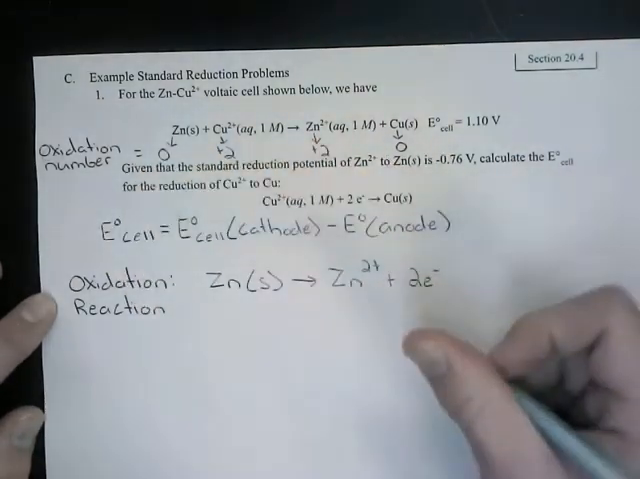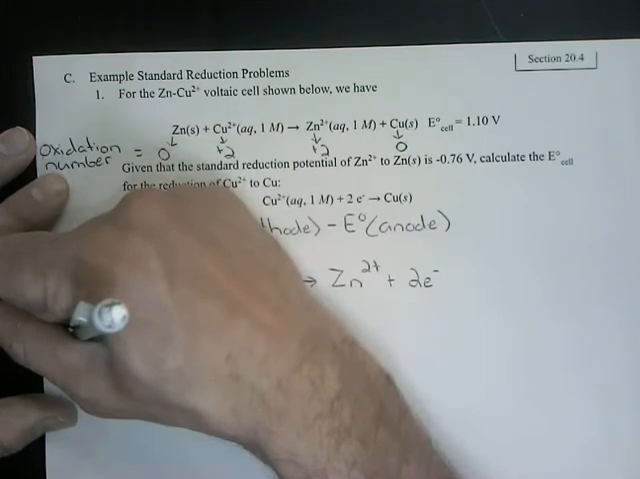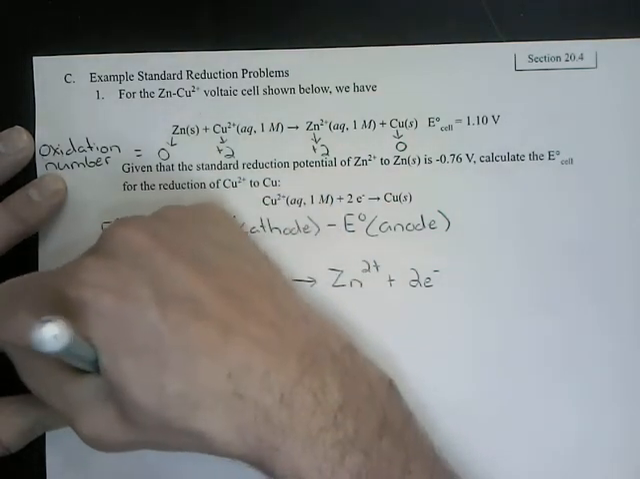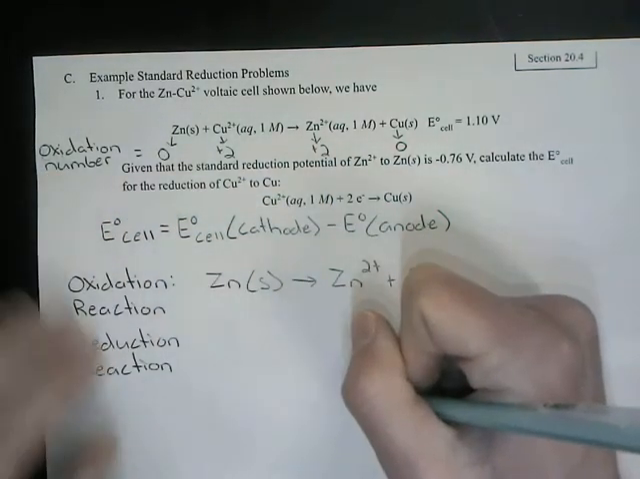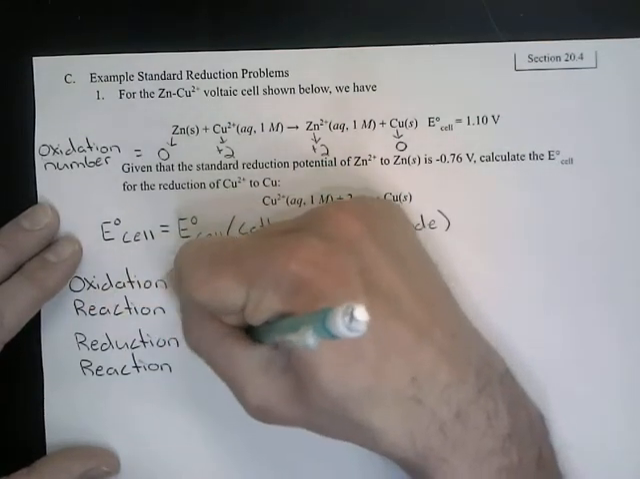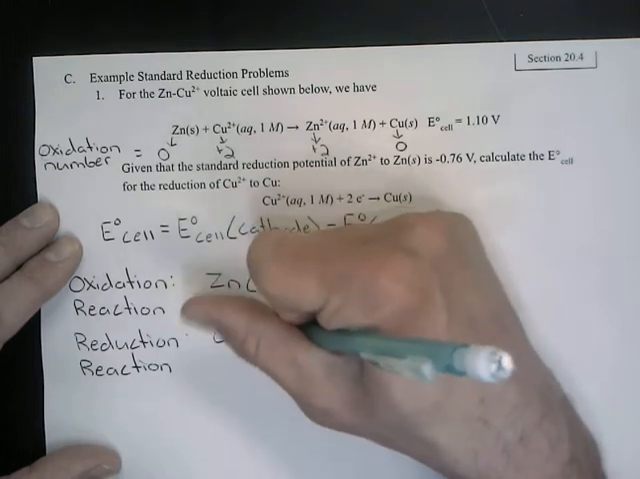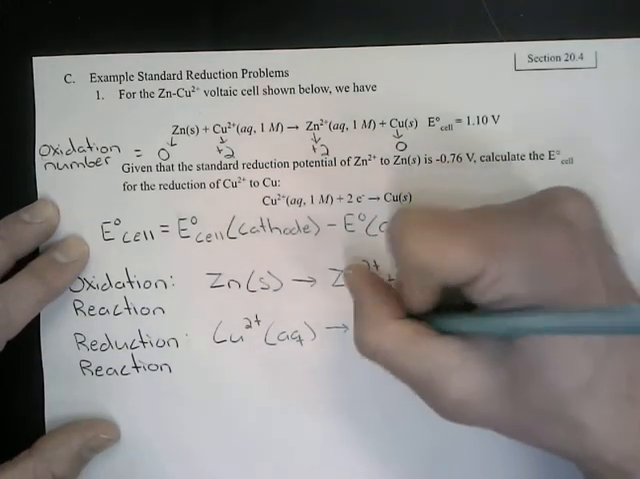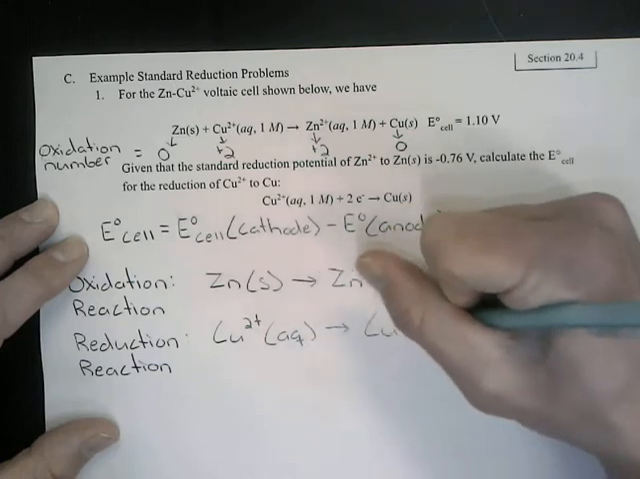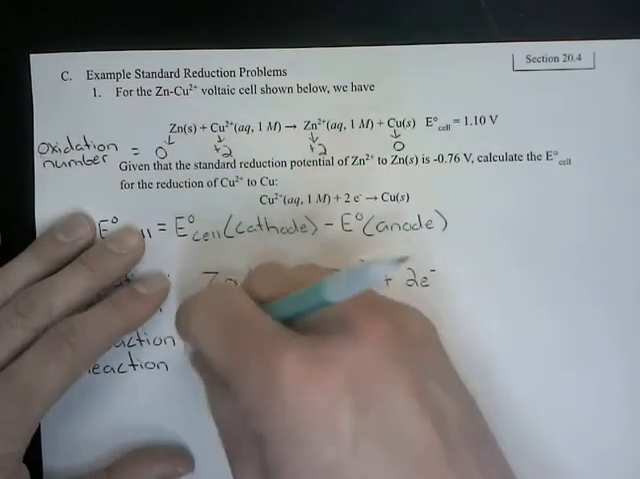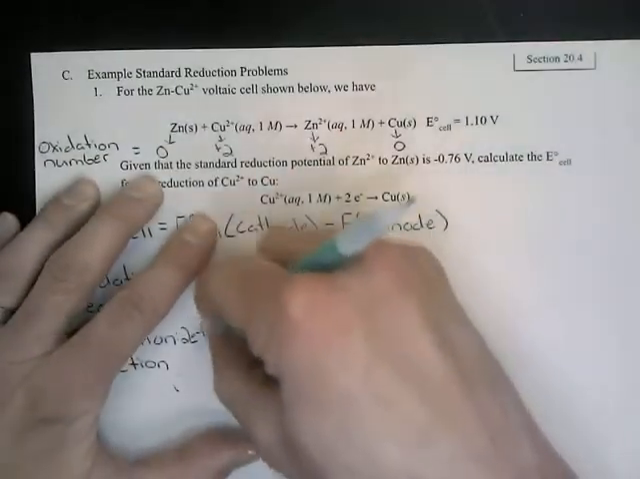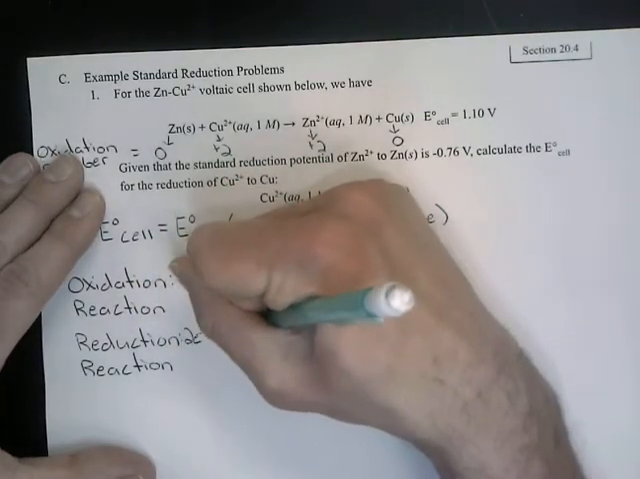Okay, so if zinc is oxidized, then that must mean that copper is reduced. So I'm going to put reduction reaction. In the reduction reaction, Cu2+ is going to go to solid copper. And now the electrons in this case need to go on the left-hand side. Let me rewrite that so it looks a little bit cleaner. And so that's great that we've identified that.